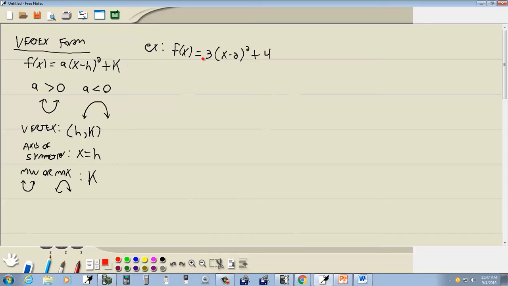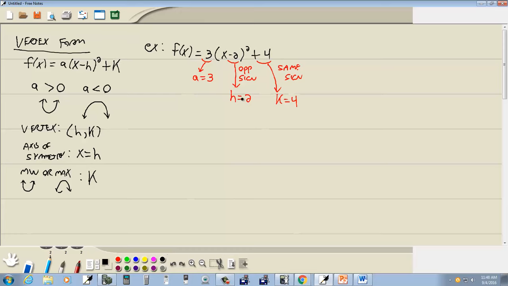Let's identify all of our different letters. The number that's in front of our parentheses right here will be a, so a is 3. Now this will be our h, and it'll be opposite sign. So h is going to equal a positive 2, because that's negative 2. And our k is the number here at the end, and it stays whatever sign it was. Well, it was positive 4 to begin with, so k is going to be a positive 4.